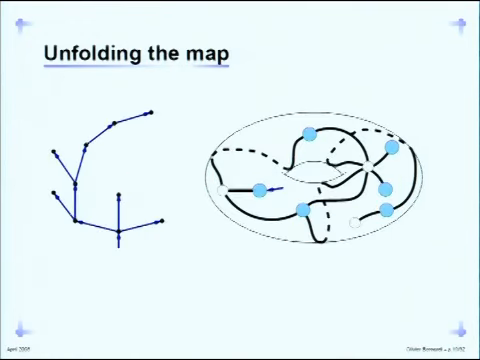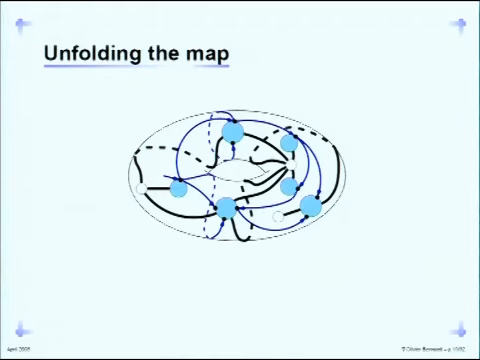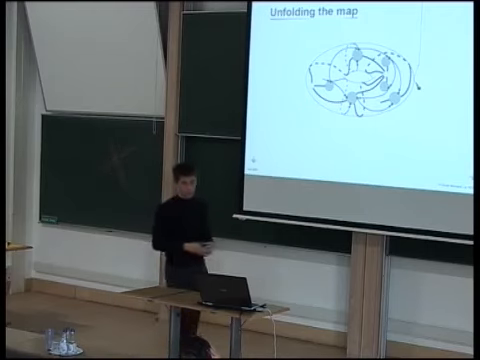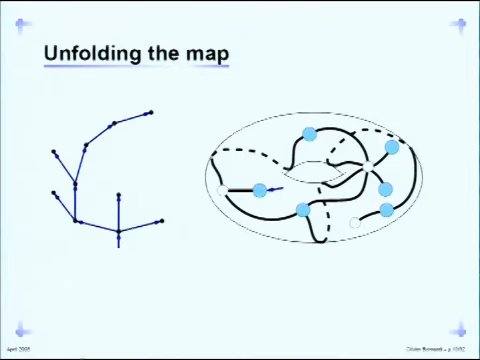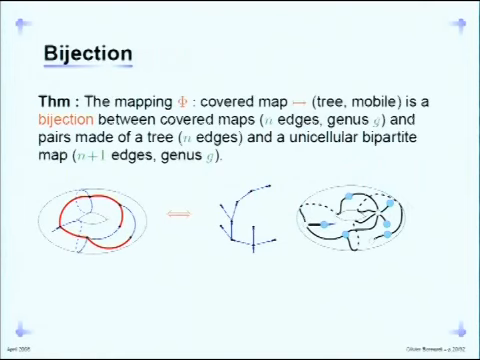Okay. So now what I say is that I can split this structure into two parts. On one side I put the tree, and on the other side I put the mobile. And the claim is that this mapping is a bijection between covered maps and pairs made of a tree and a mobile. So if you started from a covered map with n edges and genus G, you will have a tree of n edges and a unicellular map of n+1 edges and genus G.